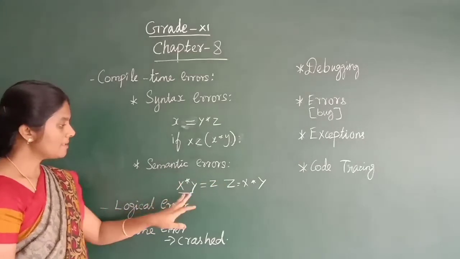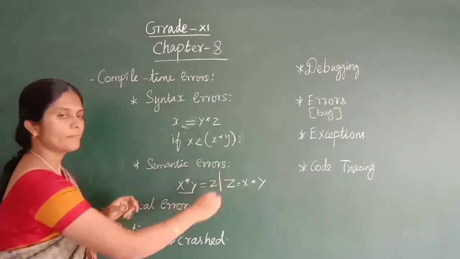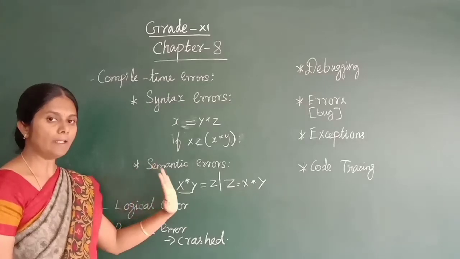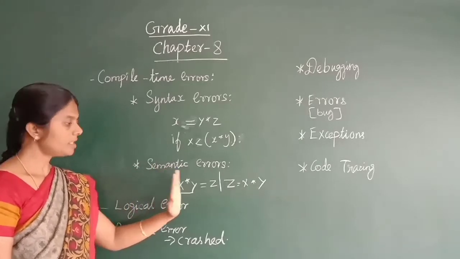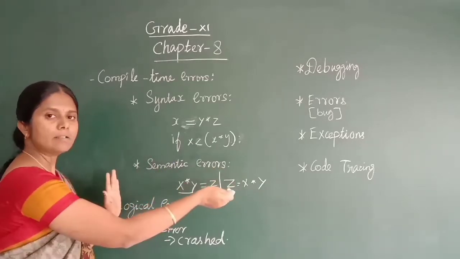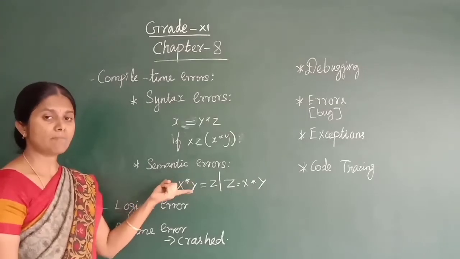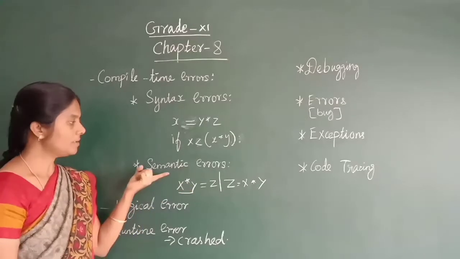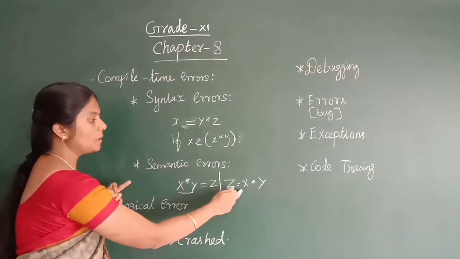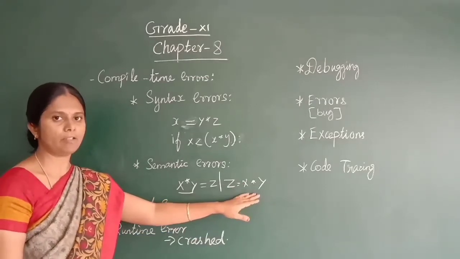That type of error is called what? Semantic error. See, listen. X multiplication Y equal to Z. We should not use an expression on the left side before the assignment operator. We should write the expression on the right side. So syntactically it is correct but semantically it is wrong, so it will display the error message. How do we correct this code? Z equal to X multiplication of Y. This is the only correct statement.